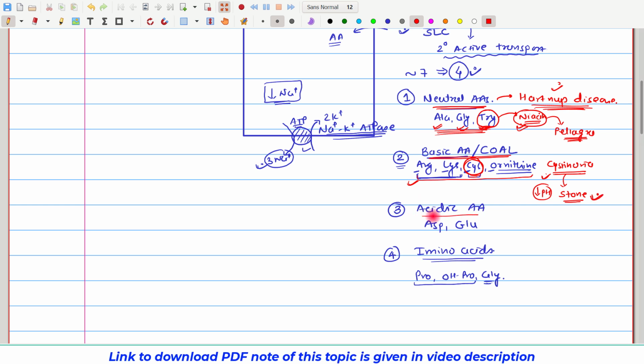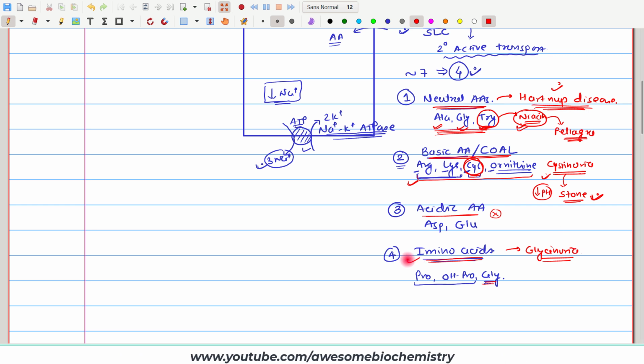There is no major disease for the acidic amino acid transporter. For the imino acid transporter, it can be defective in certain diseases, and this leads to glycinuria. Of course, proline and hydroxyproline and glycine, everything will be present in the urine. They will be malabsorbed through the intestine as well as present in the urine. But classically, it is given the name of glycinuria. So, remember, in glycinuria, this particular transporter can be defective.